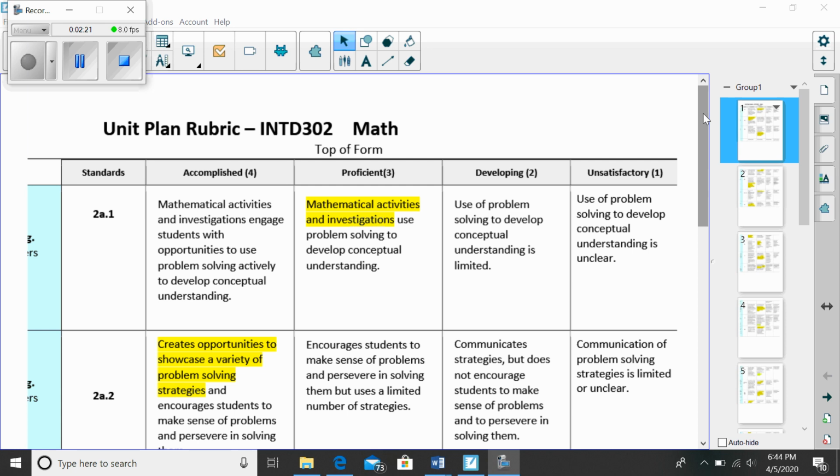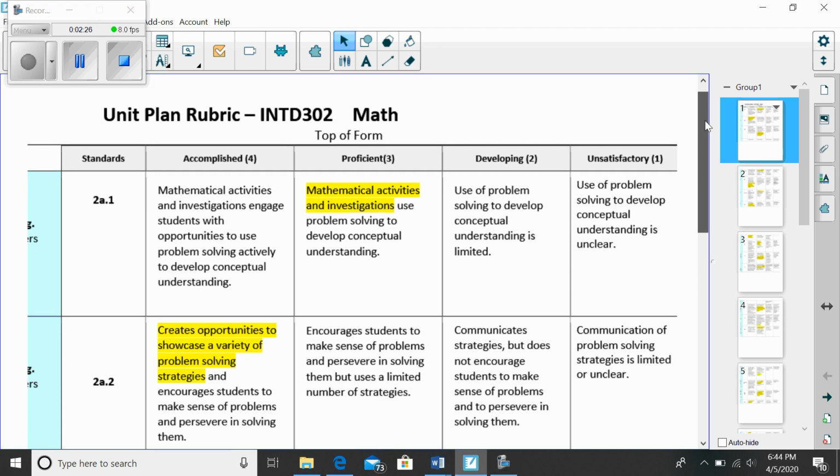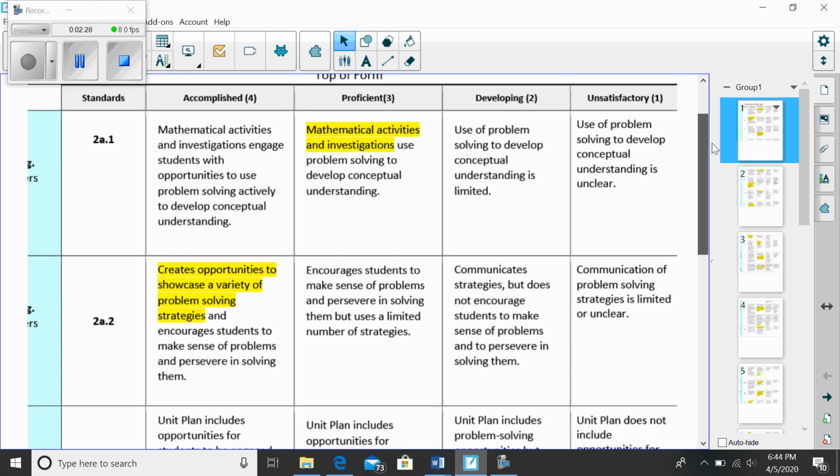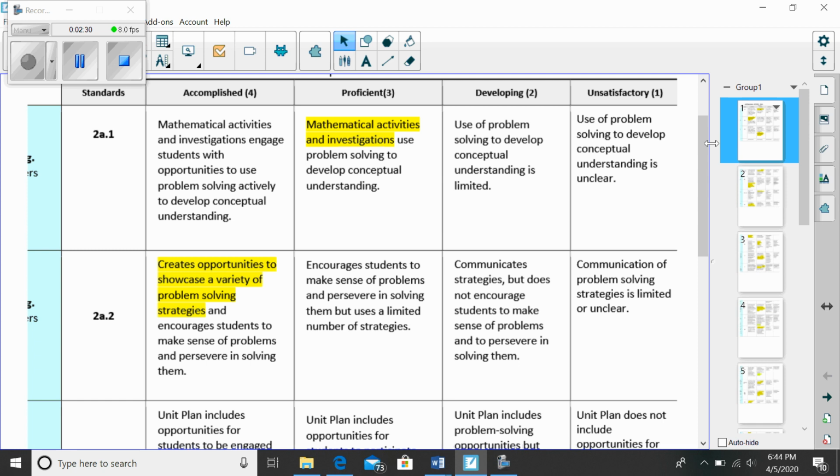So anyway, going through the things that I highlighted, first of all, in your unit, you've got to have some mathematical activities and investigations. Using technology is a great way to do that, but we've talked a lot about how to get the students playing with the math, so that you're not just dispensing rules and have guided note sheets where students are just doing problems.